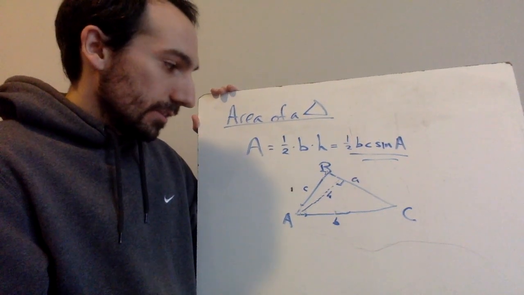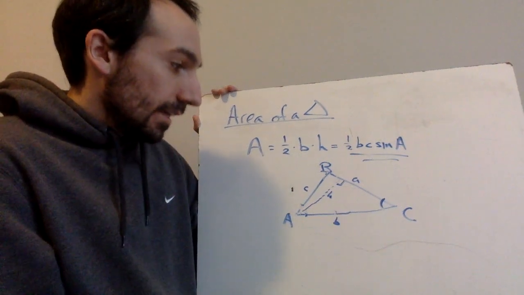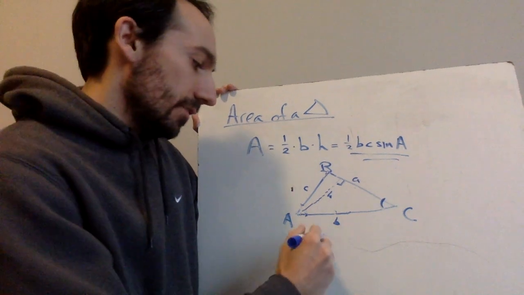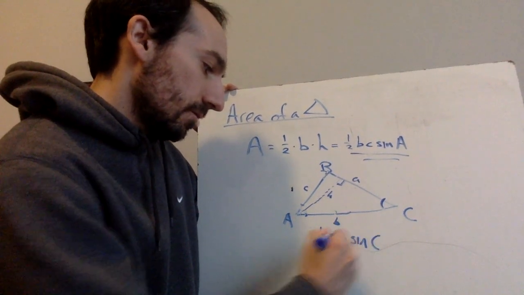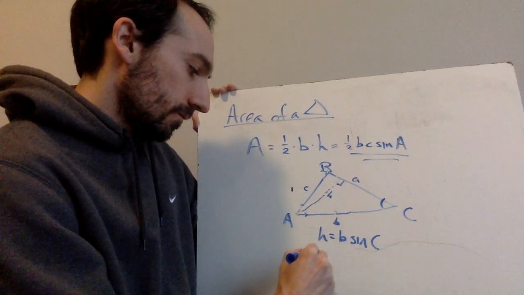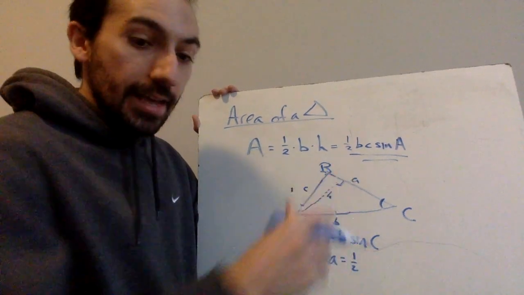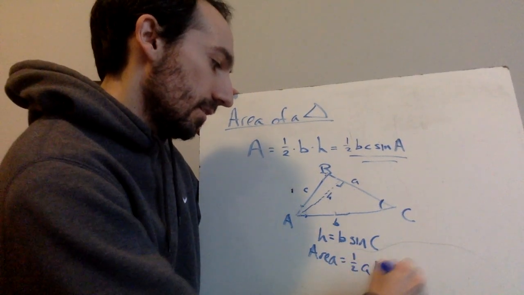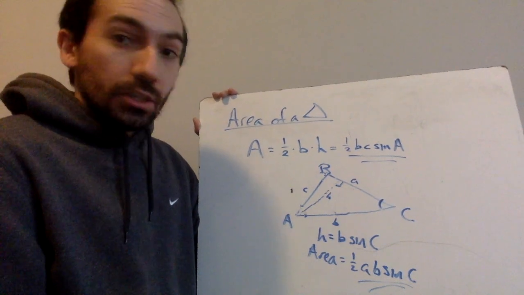And I can go through and do exactly the same thing as I did last time. Right, here's C. I know that sine of C is h over b. So I know that h is b sine C. And that would make my area 1/2. Again, a is the base this time. a b sine C. Just another way to write the area.